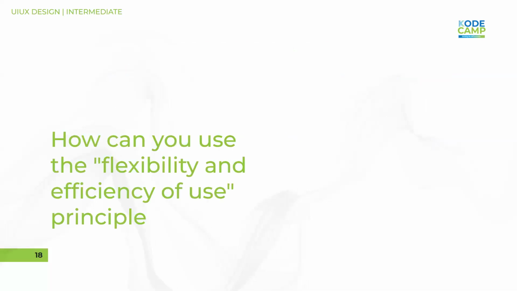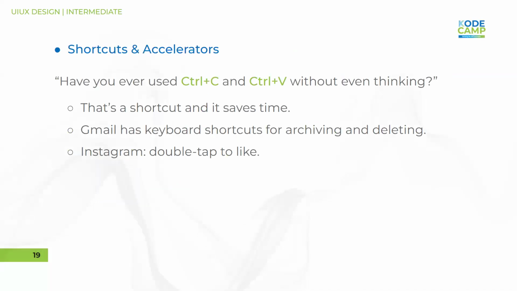Okay, so how can you use the flexibility and efficiency of use principle? How do we actually integrate this? One of the ways we can use this is by introducing shortcuts and accelerators. Most times while using an application, even if that's the first time we are using that application, all of us have used Control C. We know, oh, Control C will do copy, Control A will highlight all, Control V would even paste it.